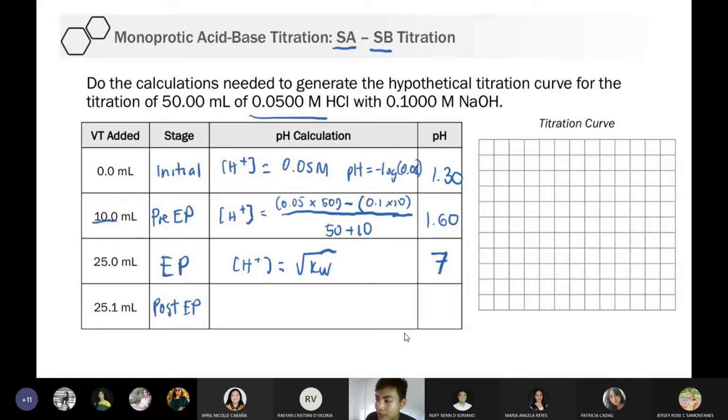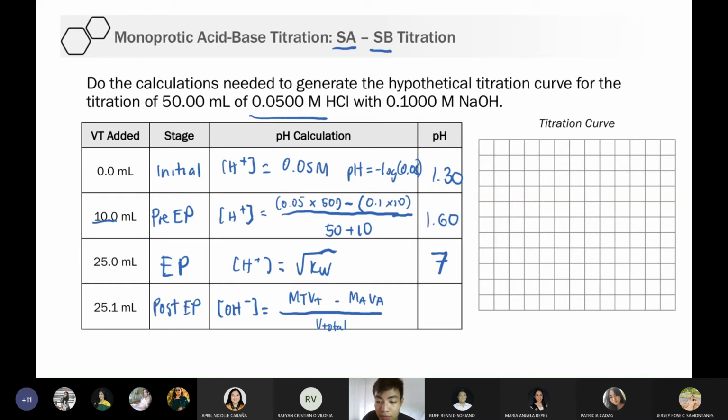Okay. So, punta na tayo sa post-equivalence point. Again, ano gagawin natin dito? Identify how much base is in excess. Gano'ng kasobra yung base mo? So, that is OH minus equal to N base na sobra minus the N acid, no? Yung nagamit, no? Divided by the V total. Base is the titrant, so we write it as MT VT. And acid is the analyte, so we write it as MA VA.